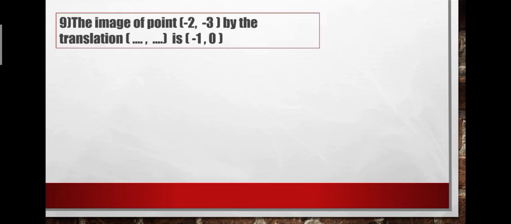Number 9. The image of point (negative 2, negative 3) by translation (dots and dots) is (negative 1, 0). (Negative 1, 0) is the image, and the point is (negative 2, negative 3). The missing part is the translation. To get the translation, I will make image minus point. So the image (negative 1, 0) minus the point, which is (negative 2, negative 3). It will be the translation: negative 1 minus negative 2, minus means plus, it will be 1. 0 minus negative 3, minus means plus, 0 plus 3 equals 3.